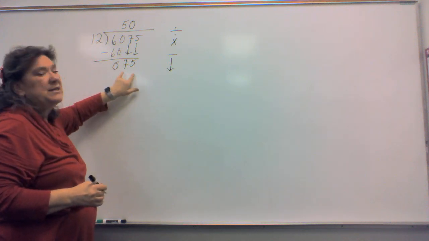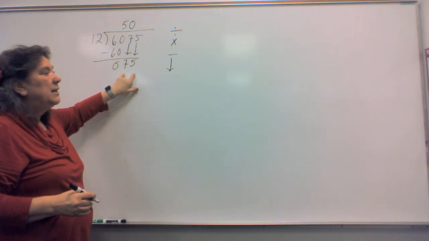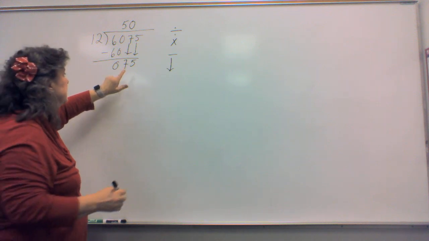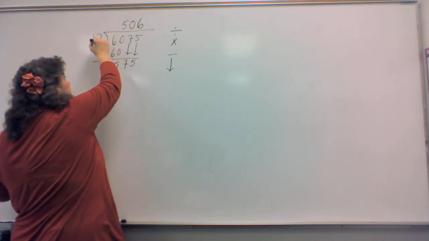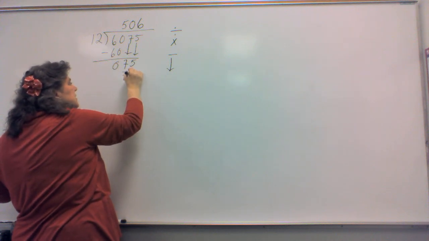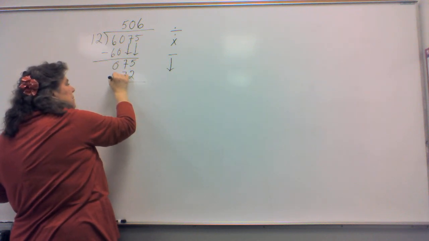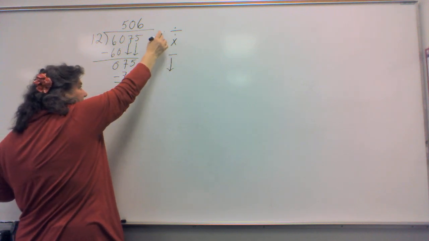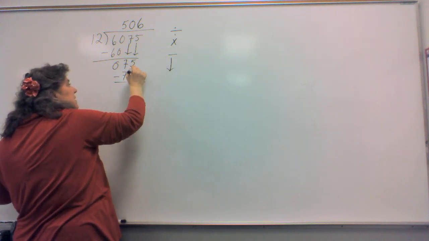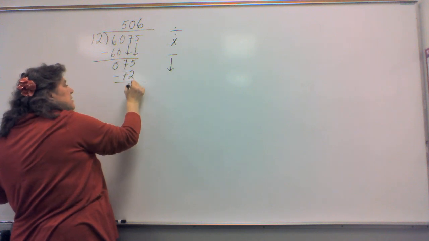Does 12 go into 75? Yes, it does. It goes in 6 times, so we put a 6 up here. 6 times 12 is 72. And now we subtract. See, we divided, multiply, subtract. And 5 minus 2 is 3.